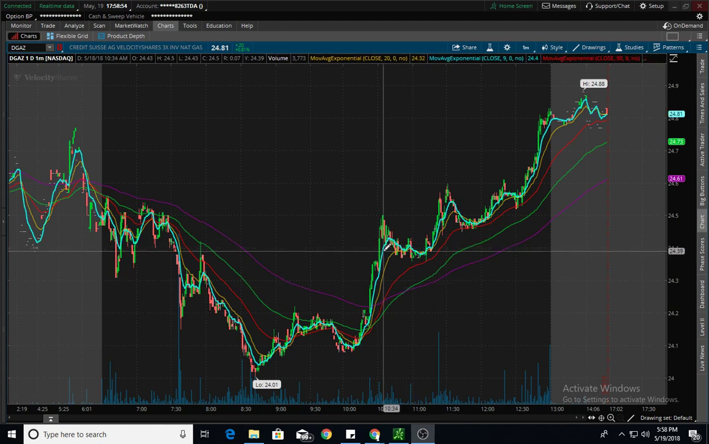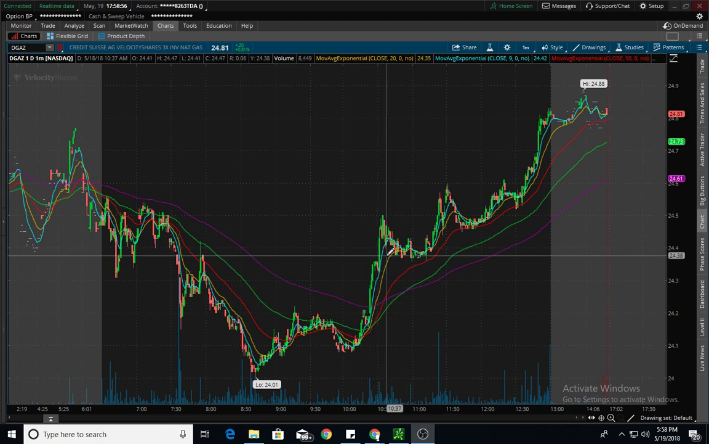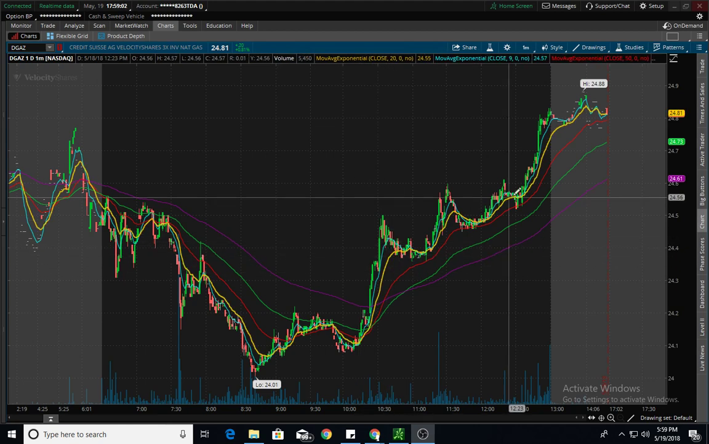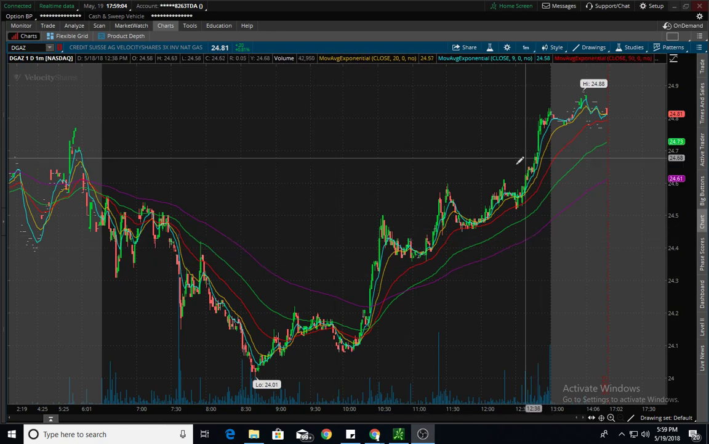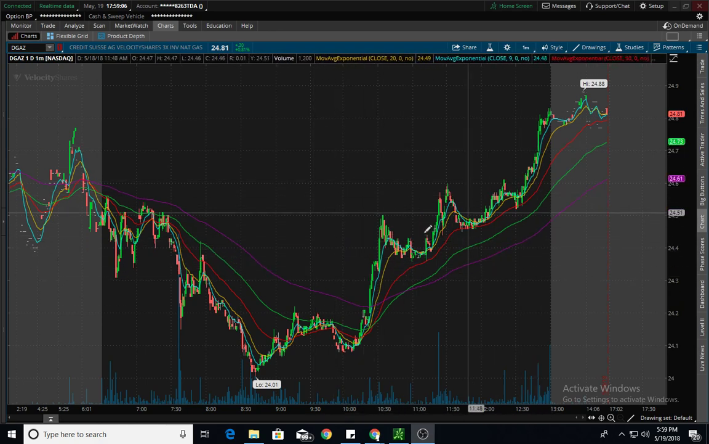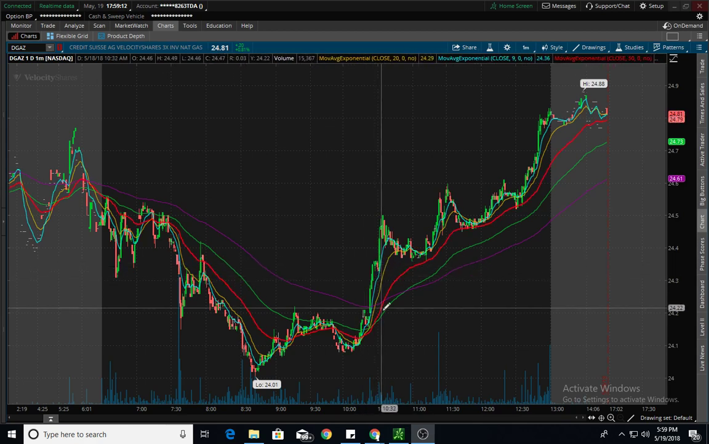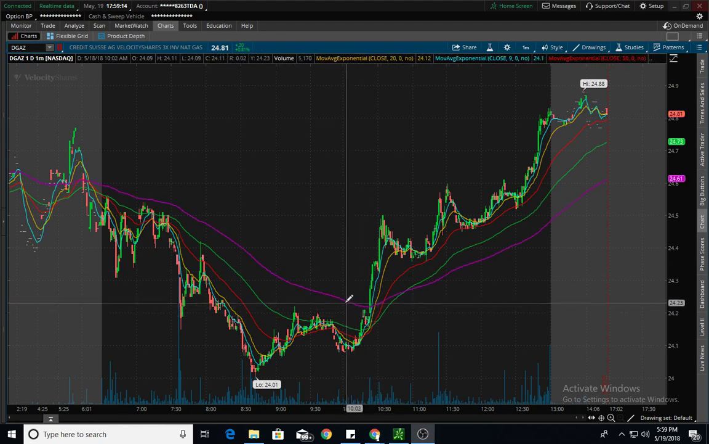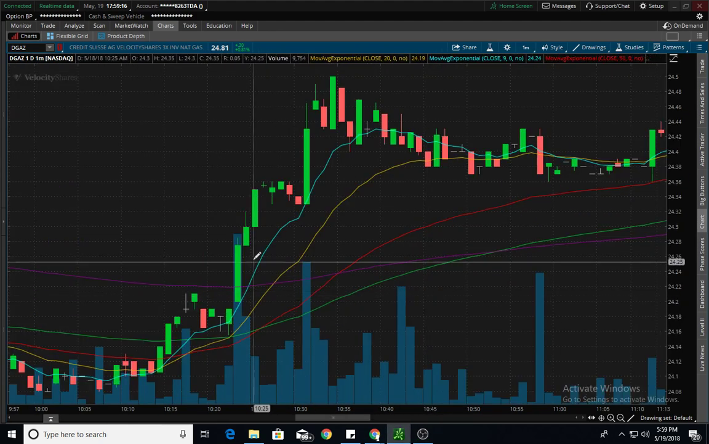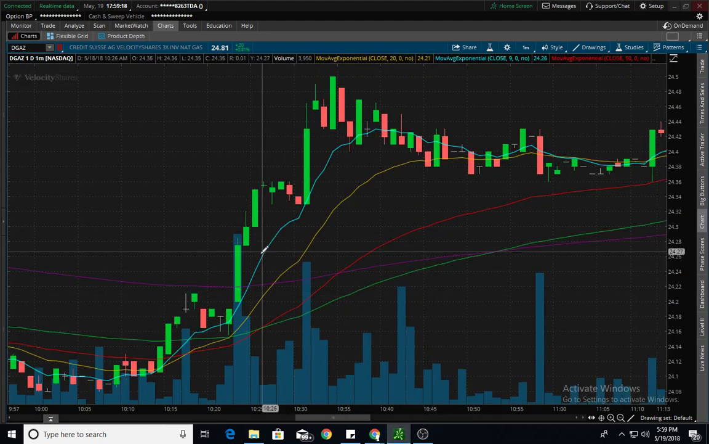These moving averages act like support and resistances. And you can see great examples right here. Right now we're on DGAS on a 1 day, 1 minute chart. This was literally yesterday. But as you can see here, this is the 9 day.